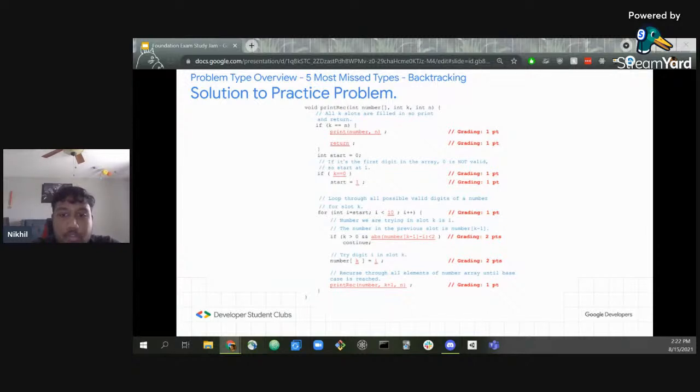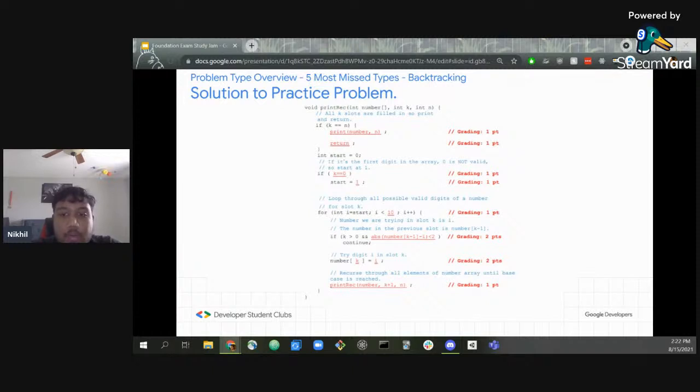Now we see the variable start being initialized to 0. Start represents the smallest valid digit for filling in slot k. Normally we can put a 0 for a digit, but we can't make 0 the first digit. So to handle that, we just set start to 1 instead.